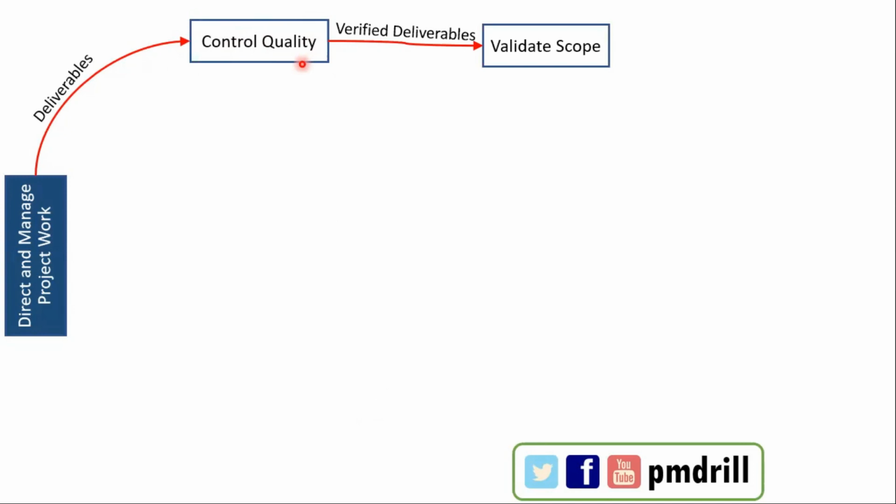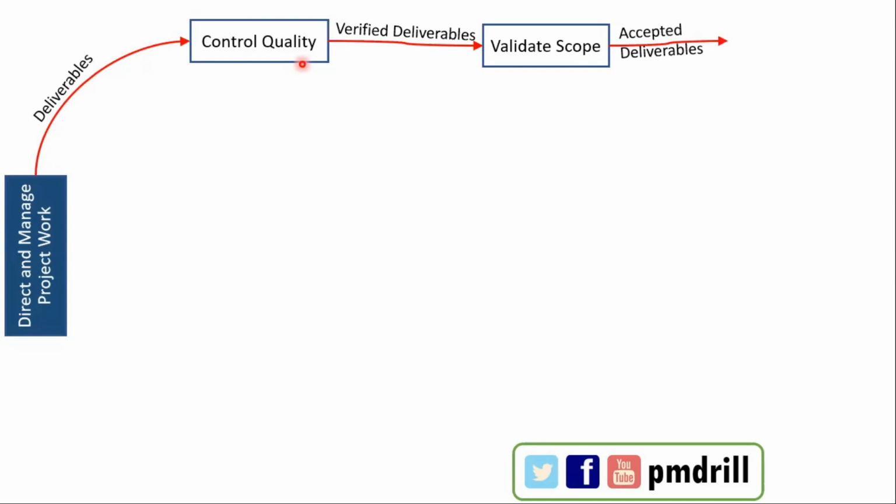So where that work happens, it happens in a process called validate scope. The validate scope, again, inspection is done. The inspection is on what? Is on the verified deliverables. The deliverables which are already inspected by the quality control team and they have cleared already. Right? Only after they clear, it comes to the validate scope. And in the validate scope, the customer inspects, and what they do, they accept the deliverables.